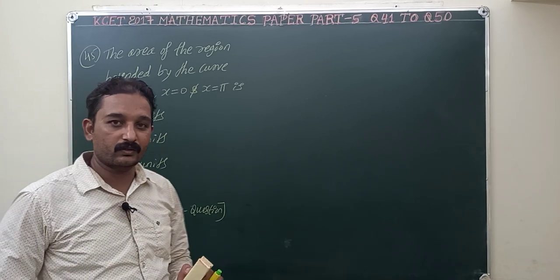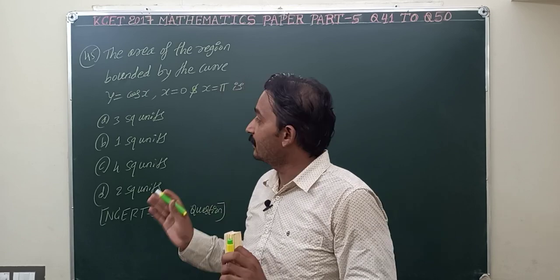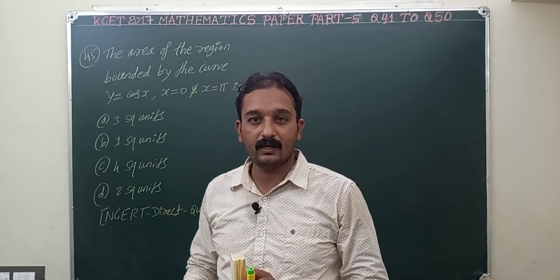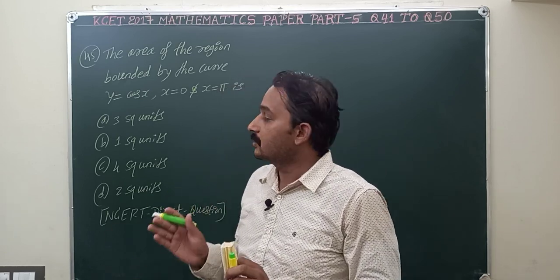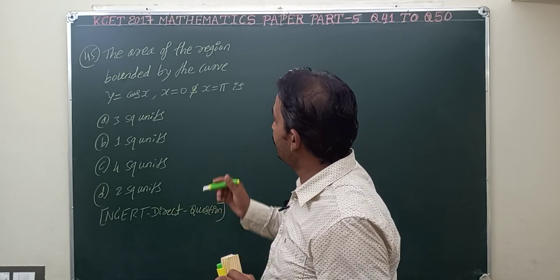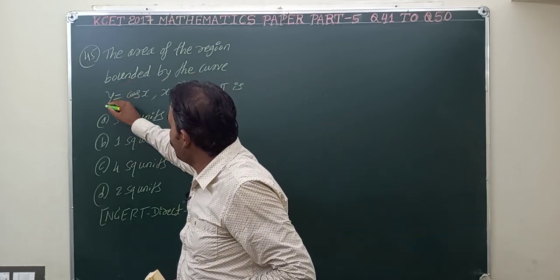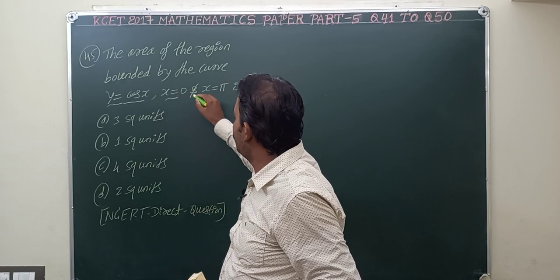So now let us move on to the next question, question number 45. This question is once again based on the chapter application of integration. So let us see the question. Find the area of the region bounded by the curve y is equal to cos x from 0 to pi.